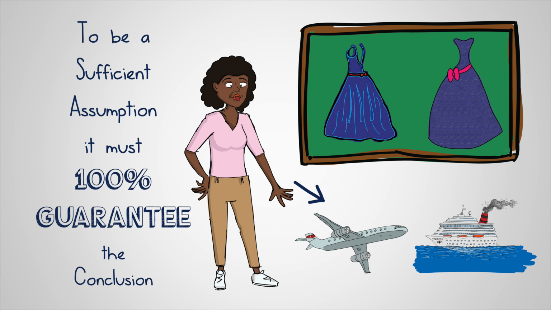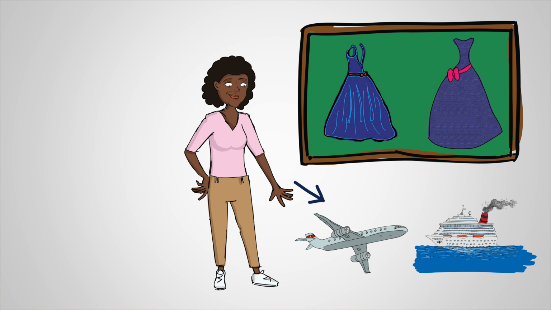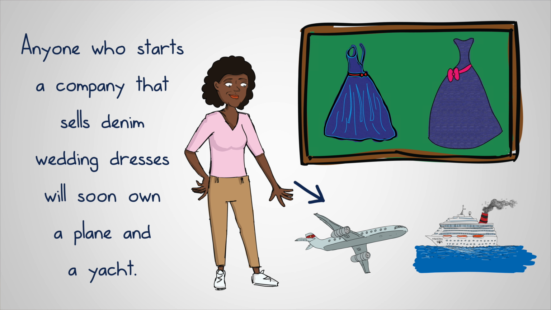These statements don't prove with 100% logical certainty that she's going to own a plane and a yacht. Do they make it more likely that she's going to get her plane and yacht? Yeah, totally. But do they guarantee it? No. Owning a plane and yacht is a new concept that the premise didn't tell us anything about. So to bridge the gap, we want a statement that says something like, anyone who starts a company that sells denim wedding dresses will soon own a plane and a yacht. That would totally make the argument valid.